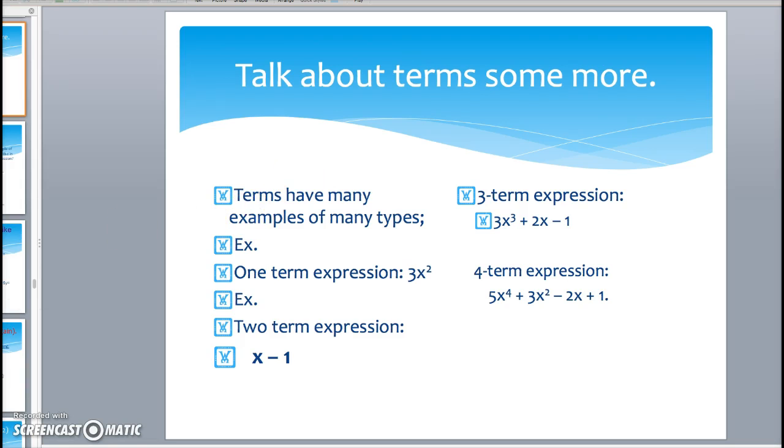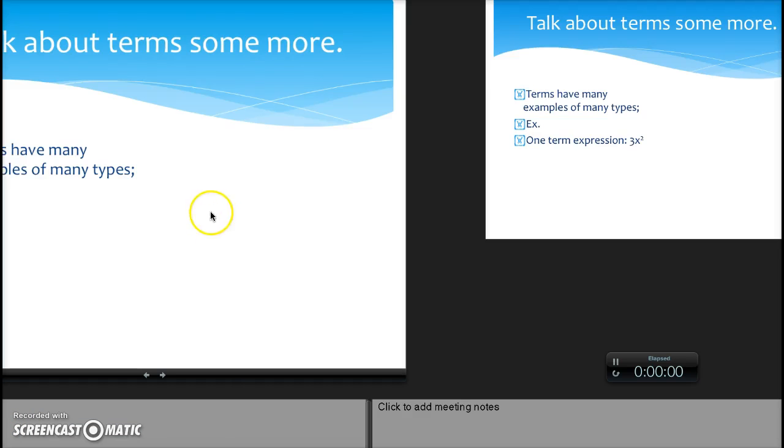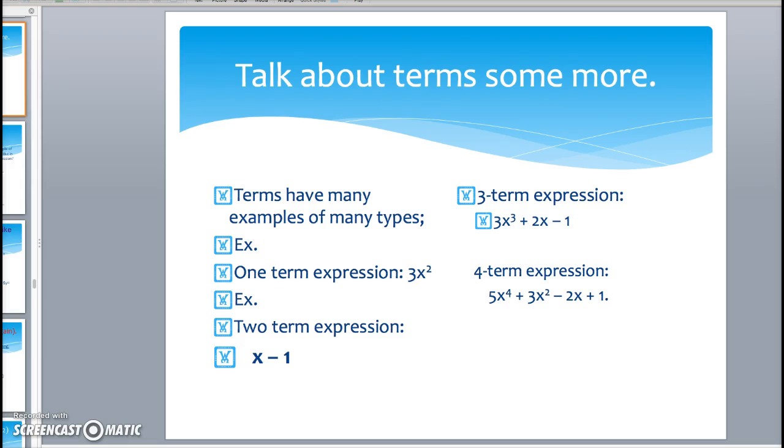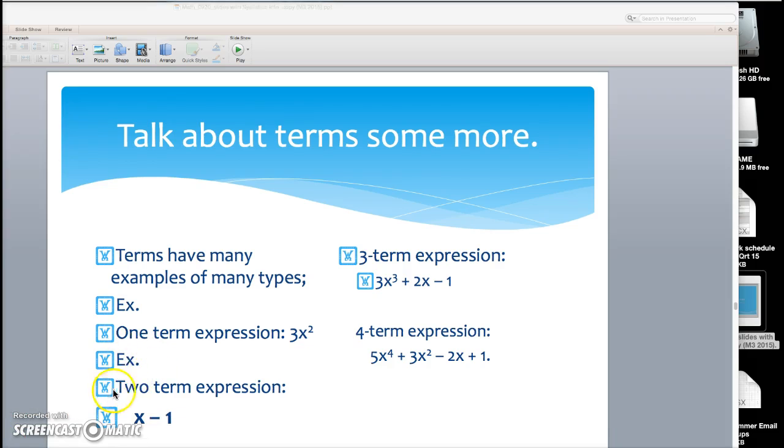Let me see if I can get this on the show page. Stand by for a second. Let's see if I can move the, oops, I guess not.